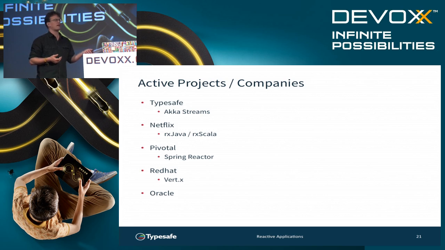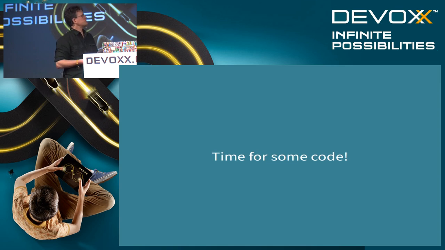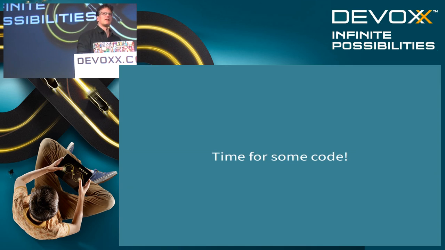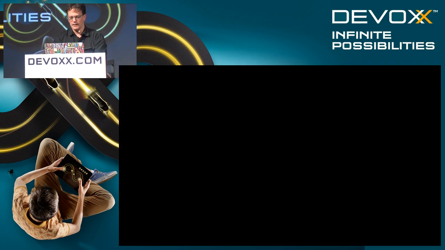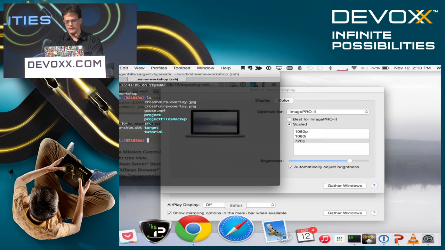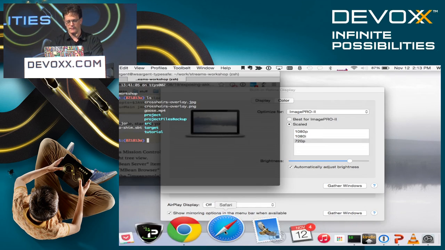And there's a number of companies that do things with that API. Obviously, Akka Streams is the Typesafe implementation, but there's also the non-blocking implementation by Netflix, RxJava, Pivotal Spring Reactor, Vert.x by Red Hat, and Oracle itself has some involvement in it as well. So that's enough verbiage for now that tells you what Reactive Streams are. Now let's actually show some code as well, because I want to display how simple it can be to write. Here we go.